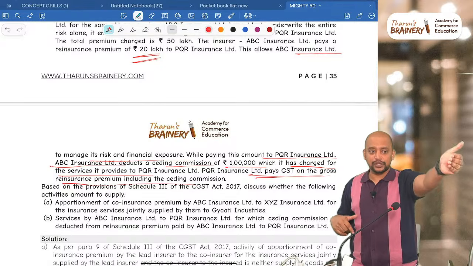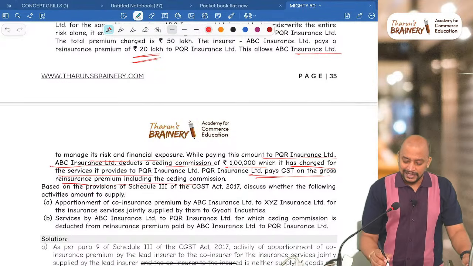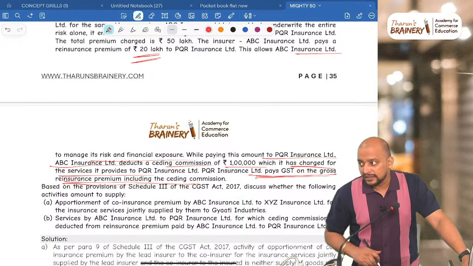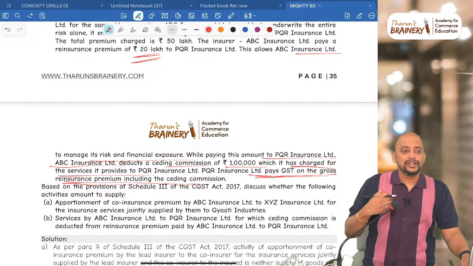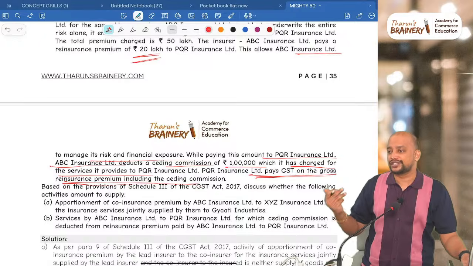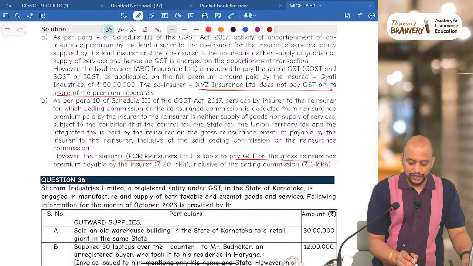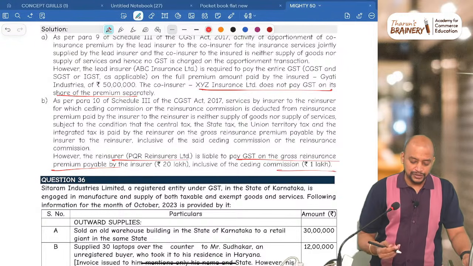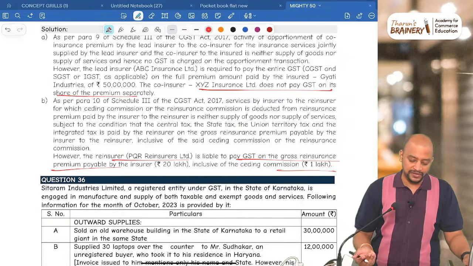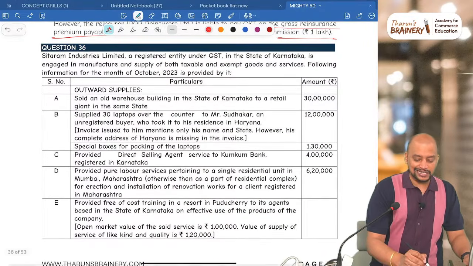If you pay GST on 19 lakhs, that is, if the line says that PQR Insurance pays GST on the net insurance premium received by them, then on the balance 1 lakh I have to pay GST because that is my commission. So the insurer should pay GST and that is not excluded from supply. So that is the answer for this. The reinsurer is liable to pay GST on the gross insurance premium including the ceding commission of 1 lakh. So the insurer receiving the commission is excluded from supply. That is this.